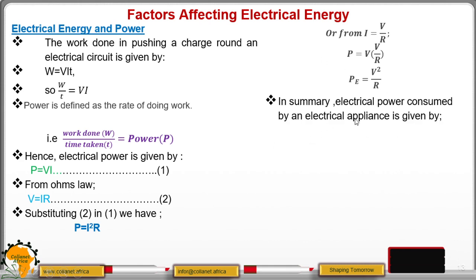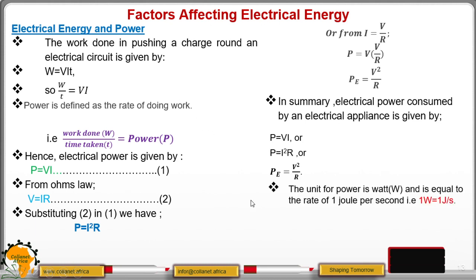So in summary, we can say that electric power consumed by an electric appliance is given by, 1, power is equal to VI, or power is equal to I squared R, or power is equal to V squared divided by R, which is our resistance. So in other words, you can use any of these equations when you are doing your numerical equations.